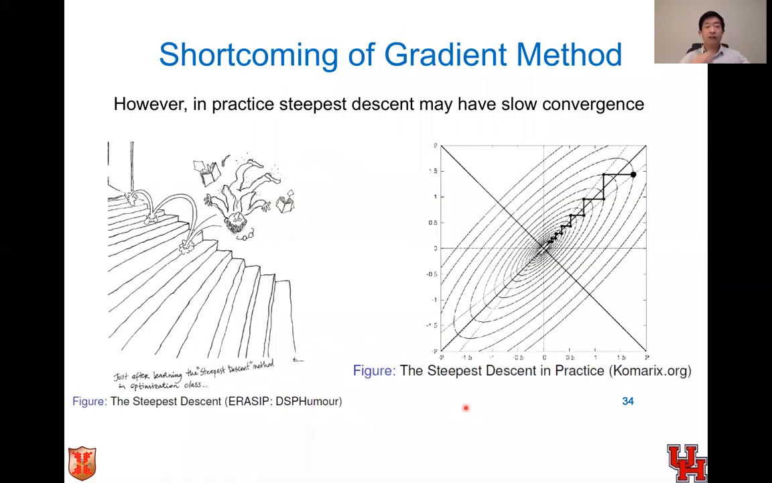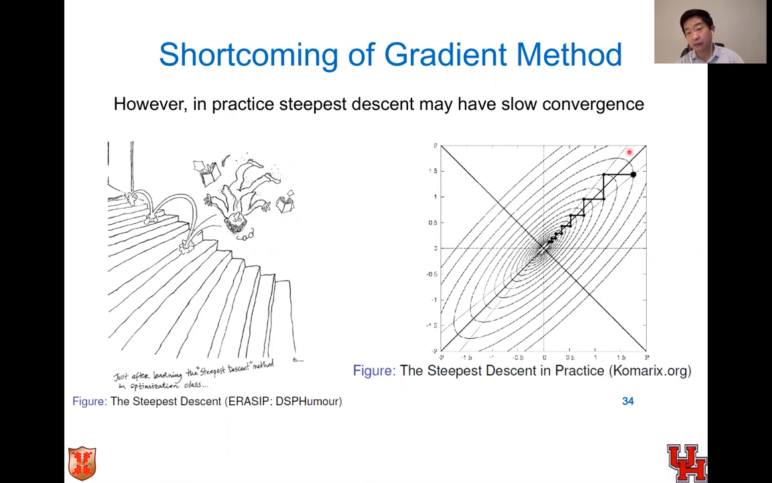For gradient descent, you can consider that you are falling down a stair. This is the fastest way of going down. But in reality, the convergence is very slow for this kind of method. For example, in a lot of machine learning algorithms, they use the stochastic gradient descent method, but they never use the steepest descent method because the convergence is very slow.